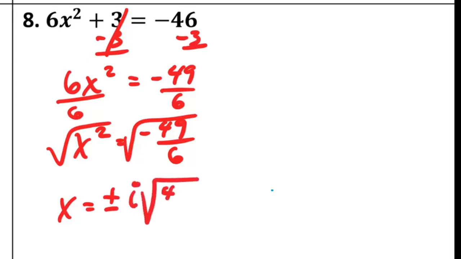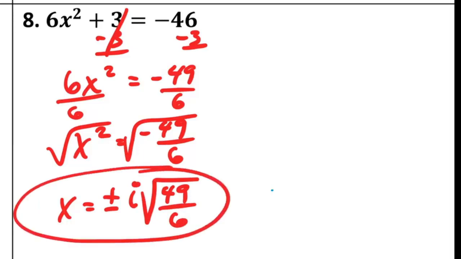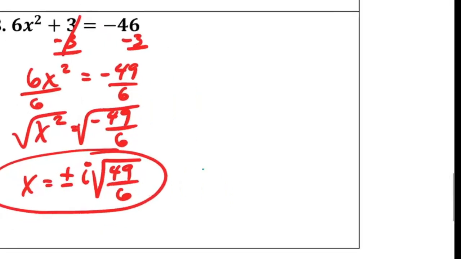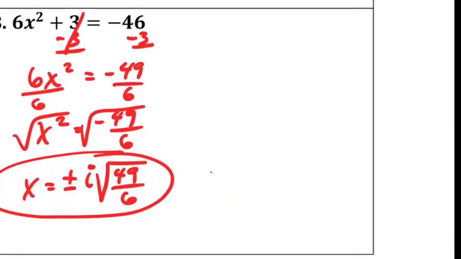Now, for a beginner, this would be a pretty good answer. I would accept that answer. However, the radical 49 over 6 can be simplified. What we would do is we would first take the square root of 49, which is 7, and put it over radical 6. Then we would multiply the top and the bottom of this fraction by radical 6, which is a special form of the number 1.